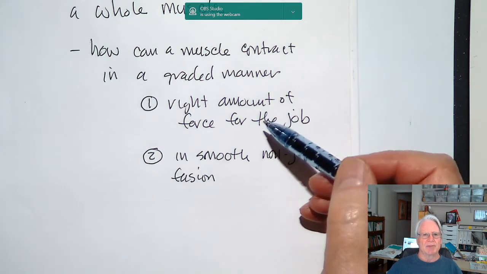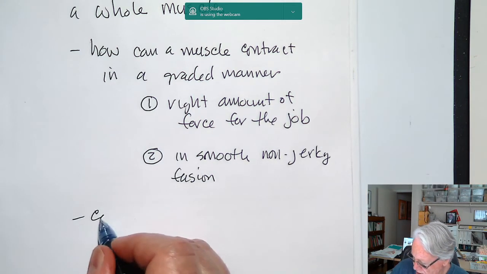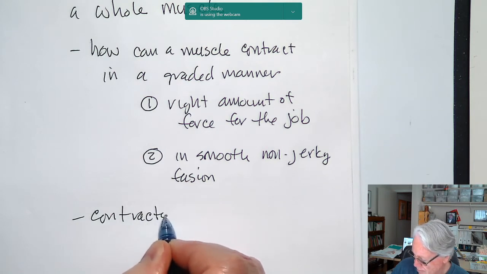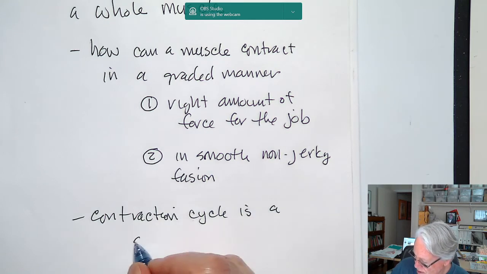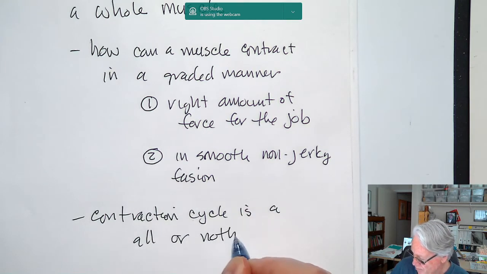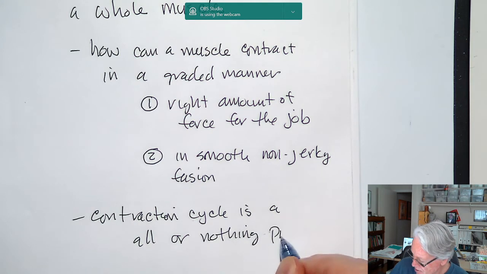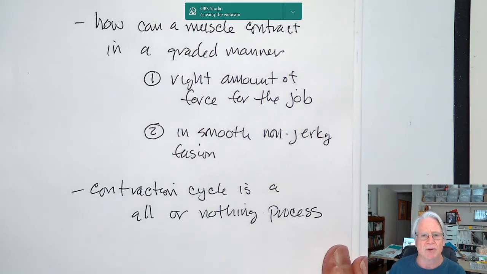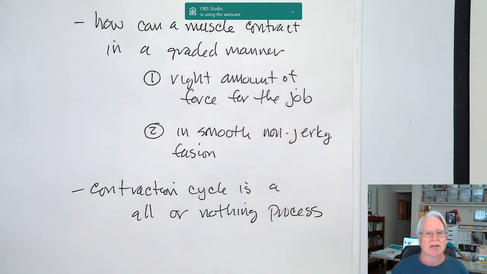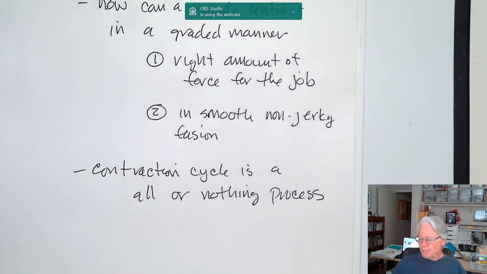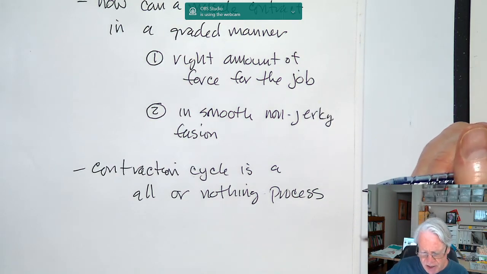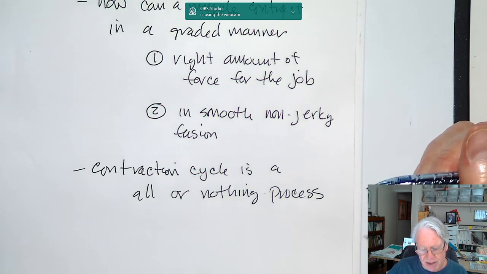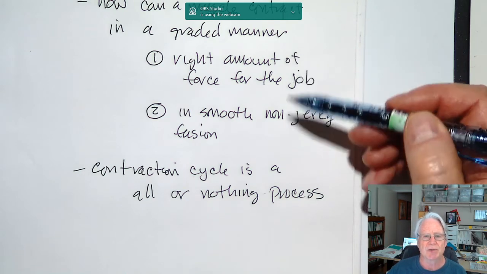How does that happen? Because keeping in mind the contraction cycle that we've talked about is an all or nothing process. In other words, it's all on or all off. There's nothing in between. So how are we going to get these two ideas met?